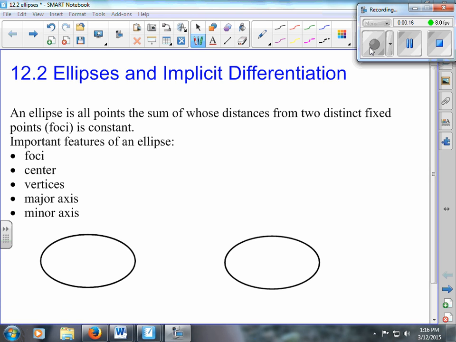So an ellipse is another conic section, and the definition technically of an ellipse is that it's all points, the sum of whose distances from two distinct fixed points, which are the foci, is constant, but you don't have to know that. So down here I have two ellipses shown, and the foci will be along what's called the major axis, the longer diameter, if you will, and the middle of that major axis is the center, and the foci are going to be at 2 points along that axis.